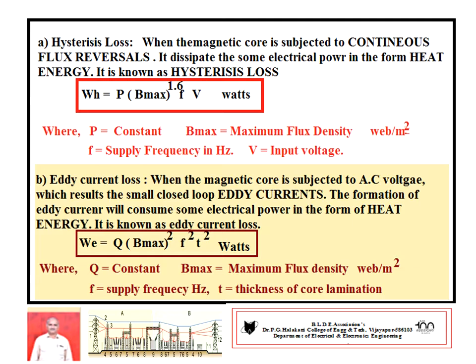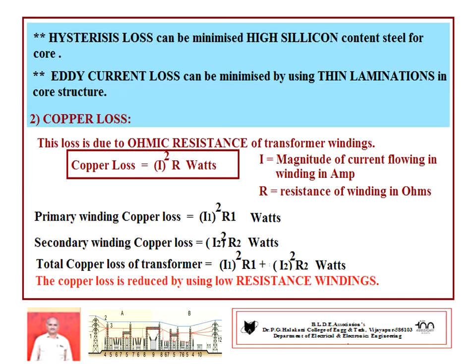Eddy current loss is given by Q Bmax square F square T square watts, where Q is another constant, Bmax is the maximum flux density in Webers per meter square in the core, F is the supply frequency and T, which is very important, is the thickness of the core lamination. This equation you have to write always while explaining. It gives the idea of what factors both losses depend on.